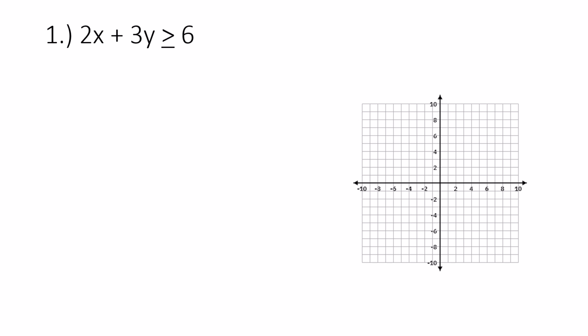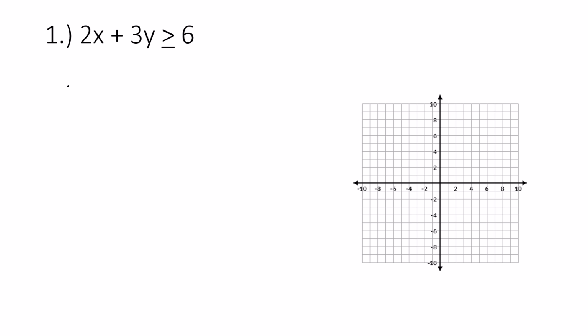Now, this particular inequality is not in slope-intercept form. So you've got two options here. If you want to graph this, you can build a table and plot the points to find out where the line is, or you can convert it over into slope-intercept form. I'm going to build a table in this case just to have some variety in the practice set, and later we're going to be using slope-intercept form.